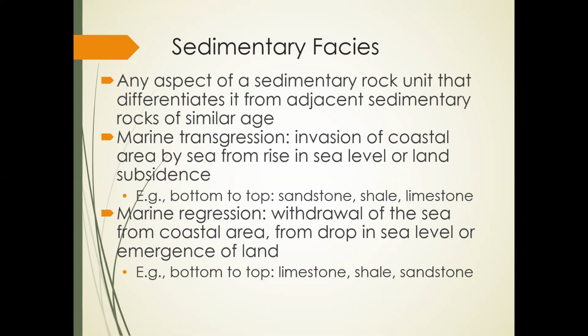So for example, with marine transgression, from bottom to the top, we might have sandstone, shale, and limestone. Sandstone would represent a beach environment. Shale would represent a shallow marine environment offshore of a beach maybe, and limestone would be deeper ocean. So from bottom to top, if that's the sequence, that means that sea level had to be rising in that order. Marine regression, on the other hand, is withdrawal of the sea from coastal area, a drop in sea level.